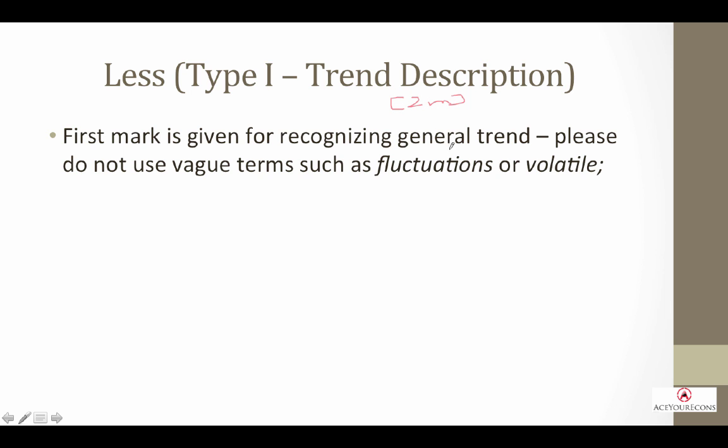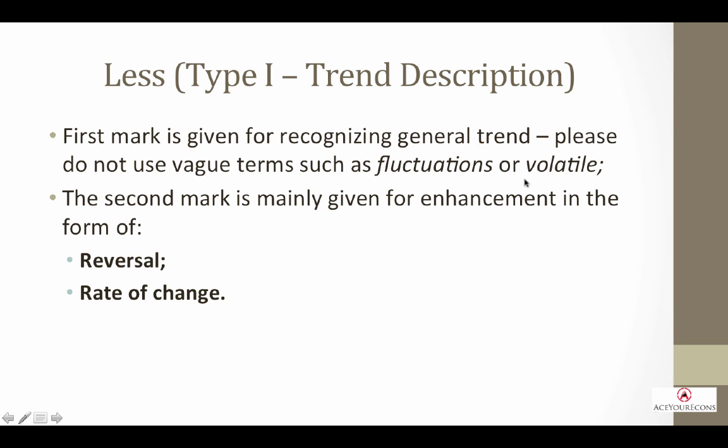The first mark is given for recognizing the general trend. A lot of students like to use these two words, I don't know why. They mention that there is a fluctuation, volatility. Obviously there are fluctuations and volatility. Data is given, they are not exactly perfect data. You don't see a whole number 10% growth every year. This is not possible, so there has to be fluctuation and volatility. Please do not state the obvious. You need to state the general trend.